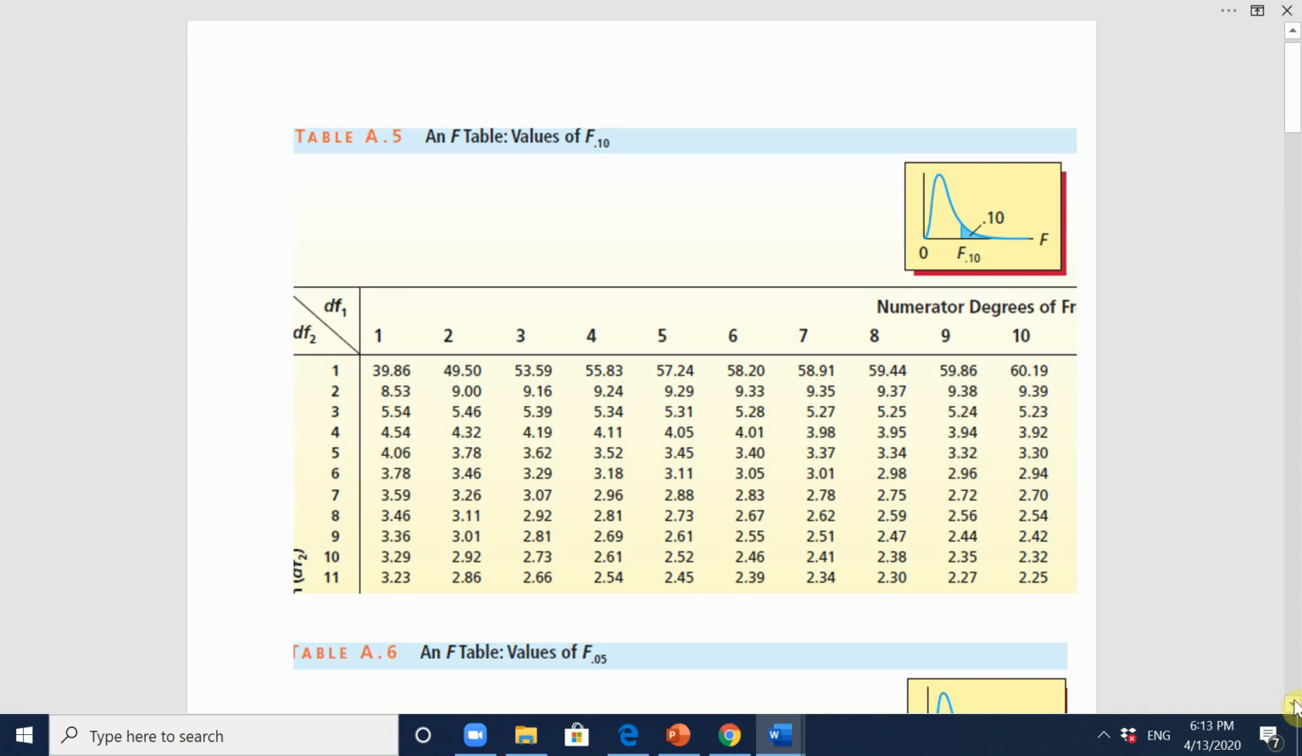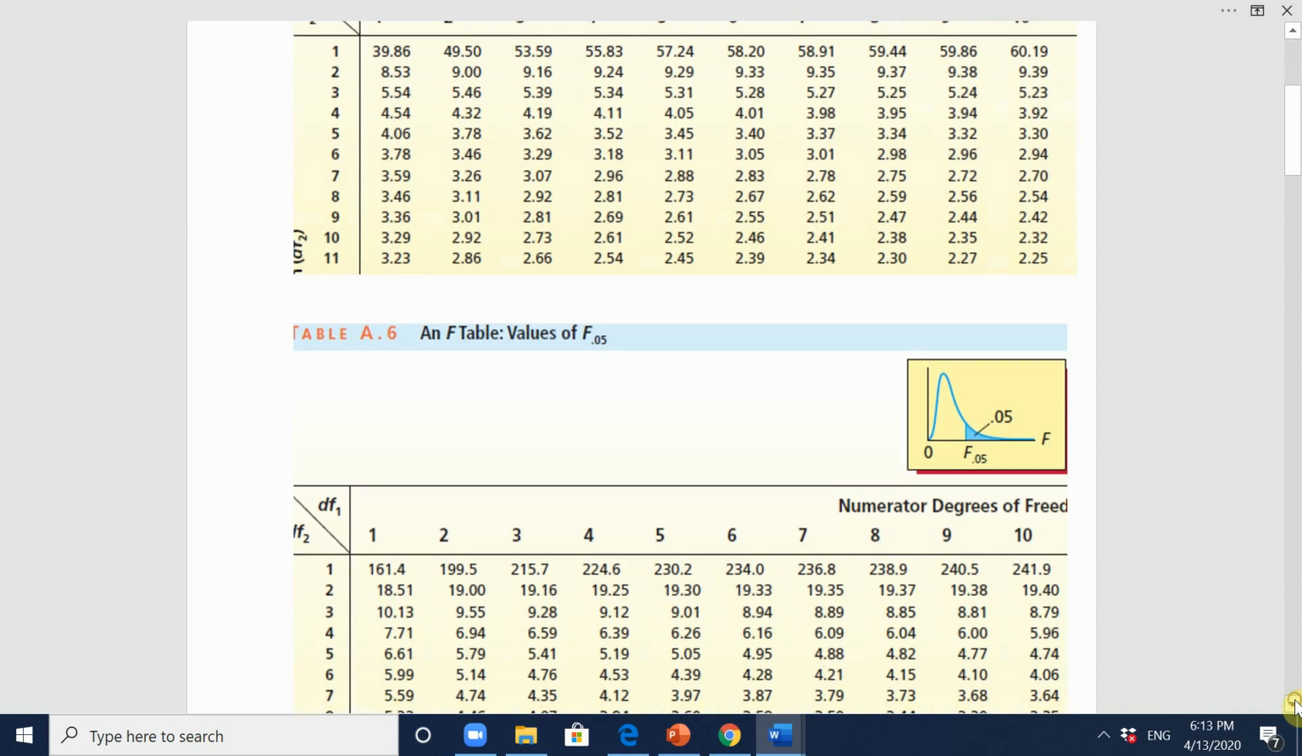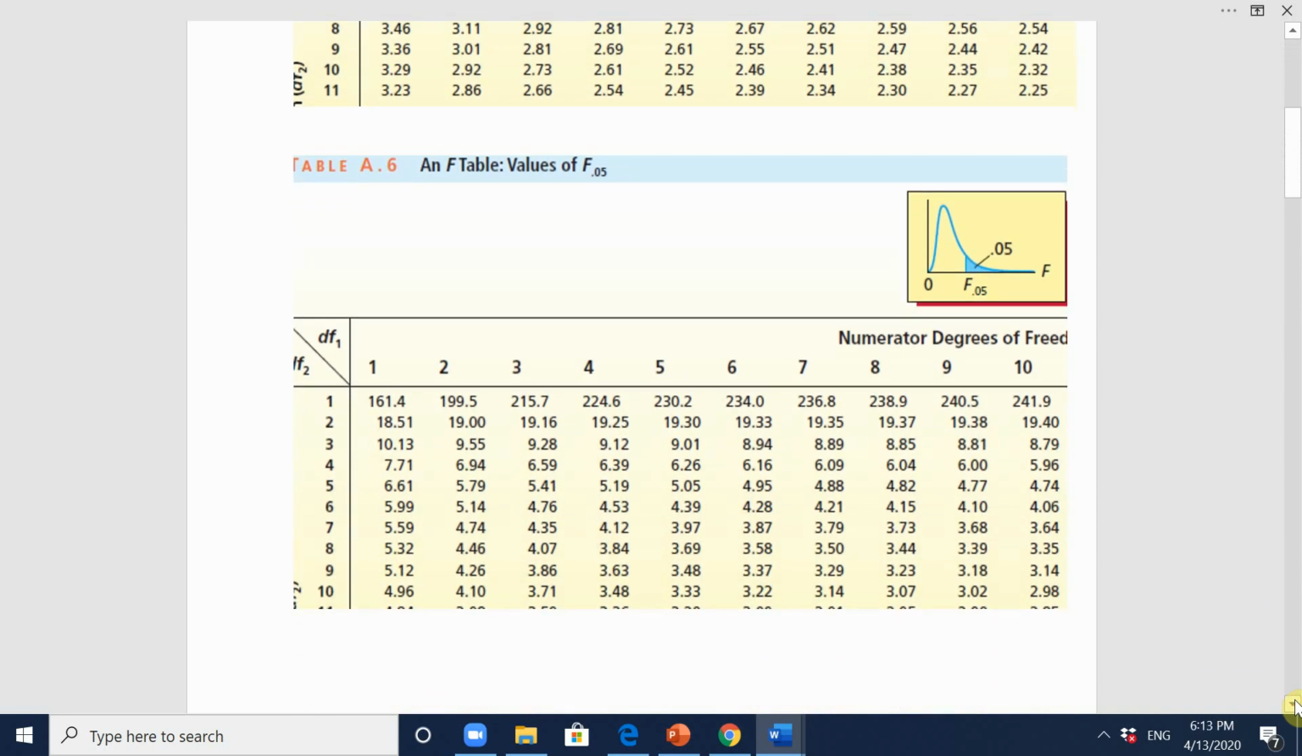It's really not close to the 180. So I move on to another F table. The next one gives me a right tail area of 0.05. That's the tail area right here. And so now again, I'm going to go find my F point for df1 is 2 and df2 is 7. Here I find 4.74, clearly not close to the 180 and some odd.